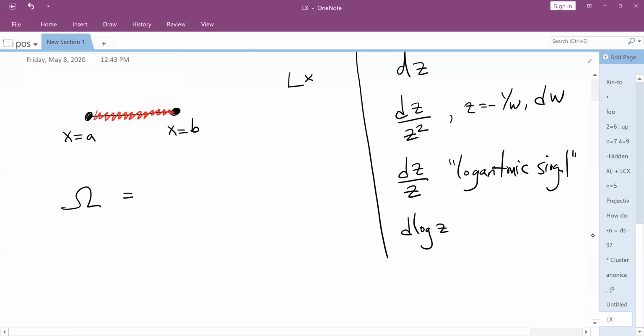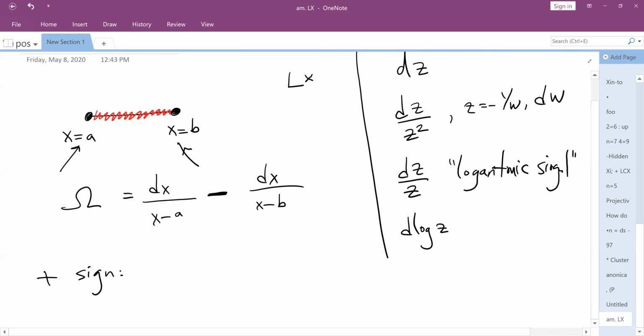So if we wanted to have a form that has logarithmic singularities at x equals a and x equals b, what could the form be? Well, obviously, it should be something like dx over x minus a, and then also some dx over x minus b. And now again, we have this question: what should the sign be? The answer is it should be a minus sign. Why? Because if it was a plus sign, then the form would have singularities at x equals a and x equals b, but it would also have a singularity at x equals infinity.